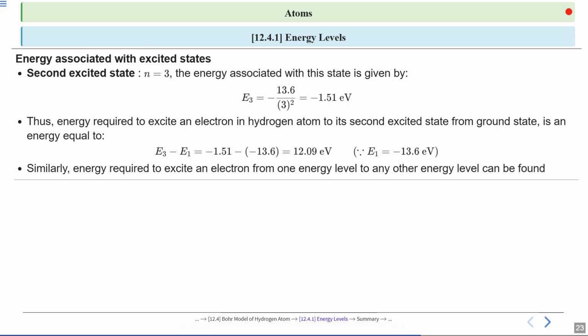In the same way, we can calculate the energy needed to move an electron between any two energy levels in the atom. Just subtract the lower energy from the higher one. This method works for all transitions in hydrogen.